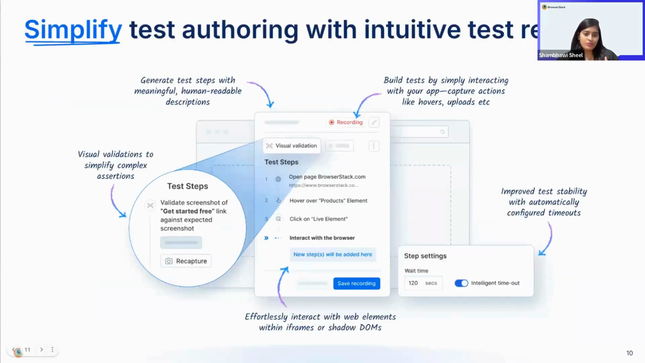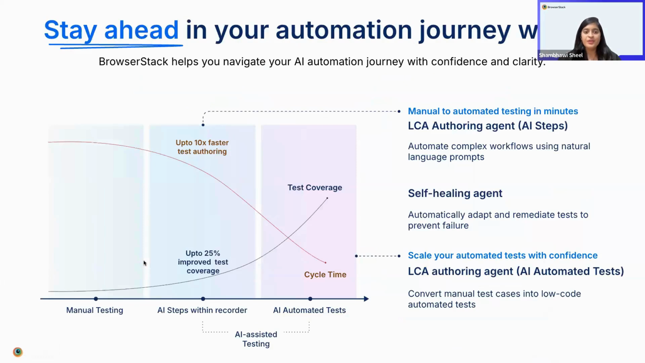Also, let me take you through how we at BrowserStack have simplified low-code automation and test authoring for you using our intuitive test recorder. So we've built a best-in-class test recorder where you can build tests by simply interacting with your app in a browser. There is absolutely no learning curve involved over here. We do support simple interactions like click on a button, as well as complex interactions like hover, etc. You can also add complex validations to assert functionality and also the visual states and all, right?